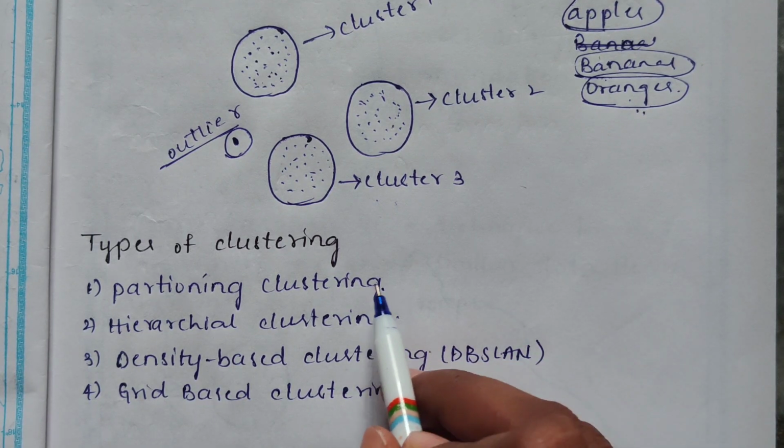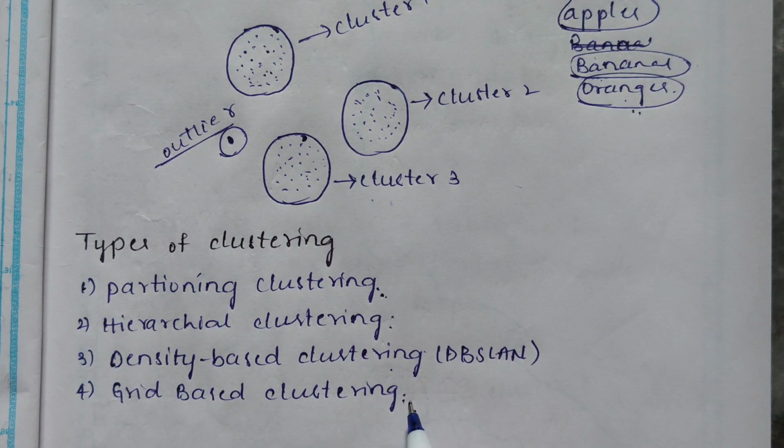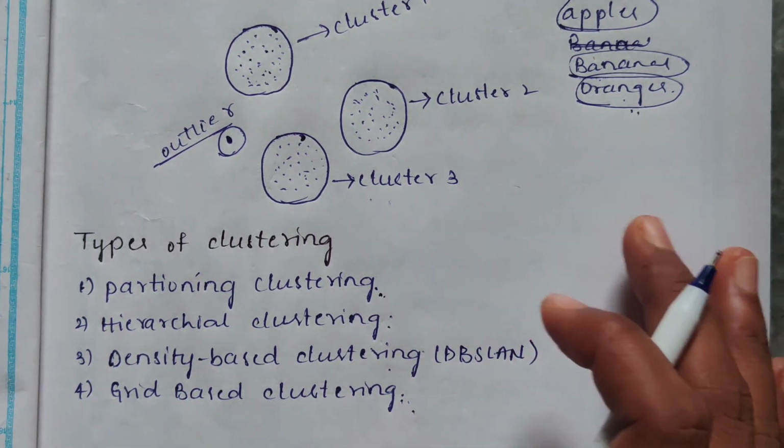Understood? In partition clustering we will be dividing data points into many clusters, and in hierarchical we will be using tree based classification, and in density we will be classifying data points based on density, and in grid based we are classifying the data points based on grids. That is nothing but types of clustering.